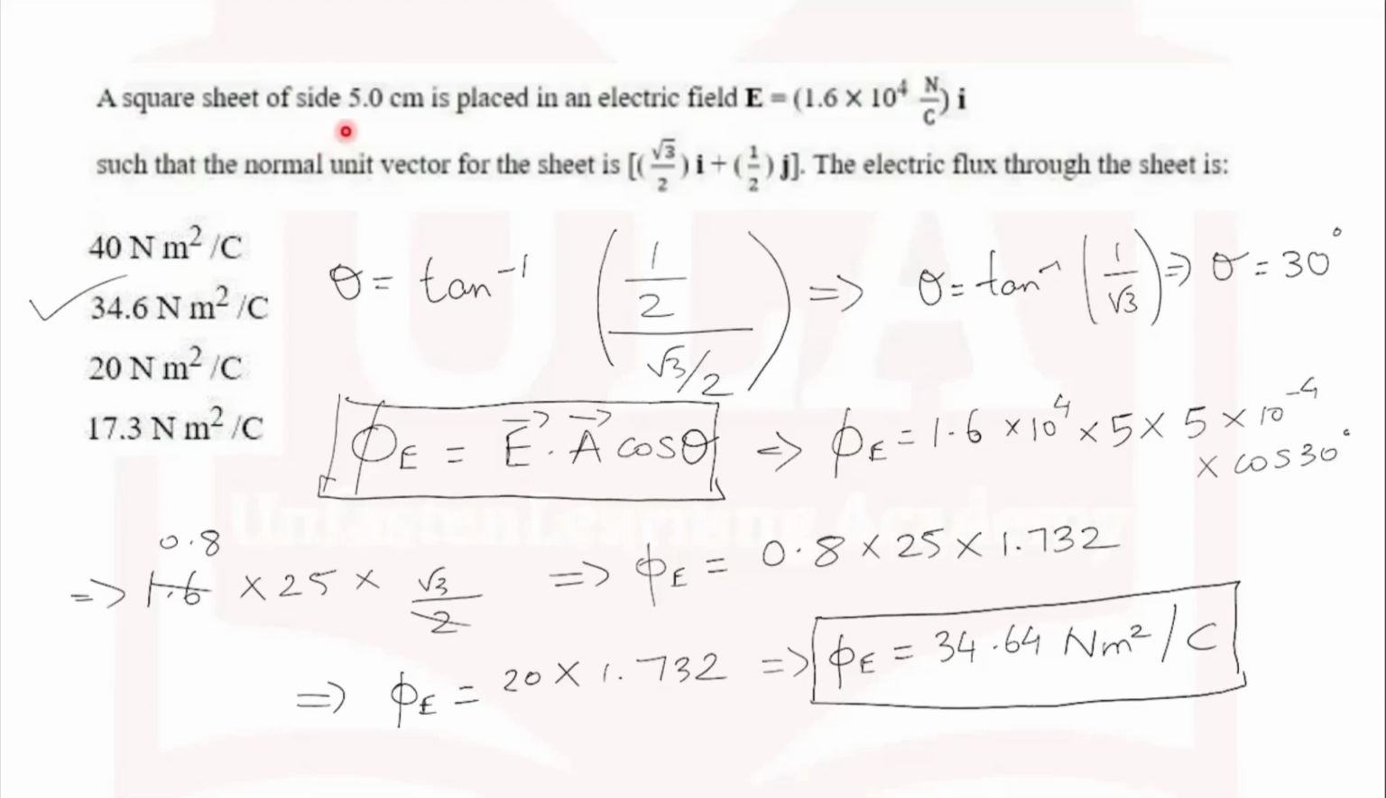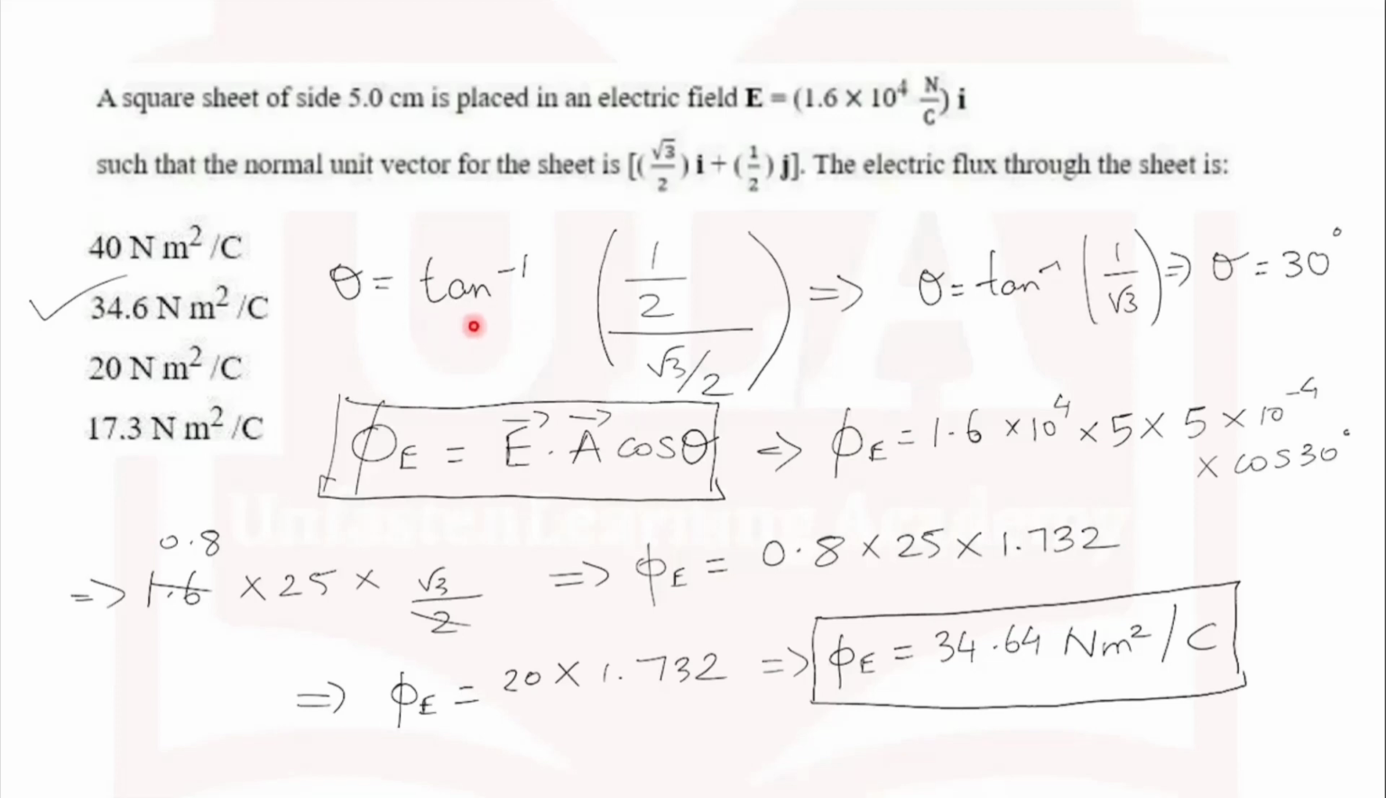The side of the square sheet is given, the electric field is given, and the normal unit vector is given. As we all know, the electric flux formula is phi E equal to E vector dot A vector, that is E A cos theta. The electric field is already given, so we can substitute it directly. For the area, the side is given, so you can calculate the area by converting from centimeter to meter. For the theta value, they have given the unit vector, so we need to find the theta value.